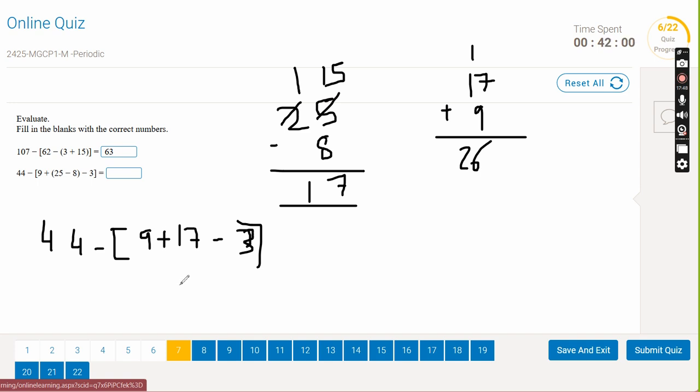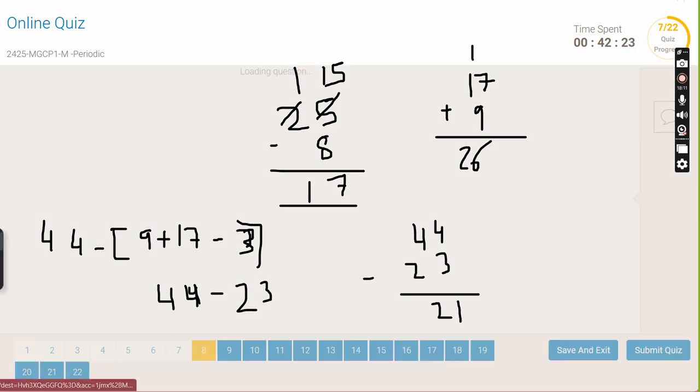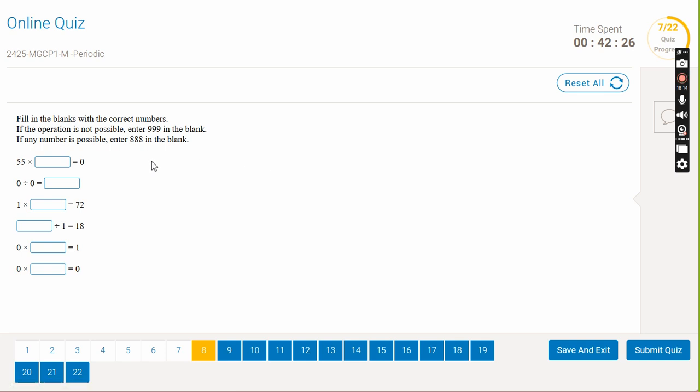Sorry, 44 minus, sorry, not 3, 23. 44 minus 23. It's going to give me 1 and 2 here. 21. There you go, that's your answer. I'm doing these with you so it'll become easier and you understand them the best way.